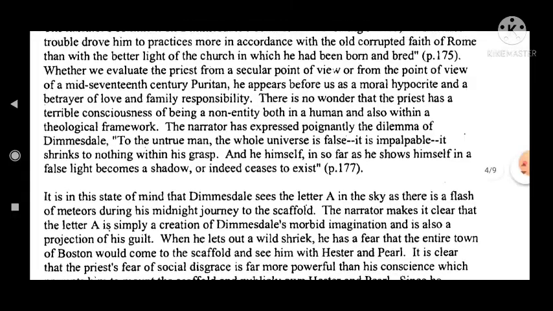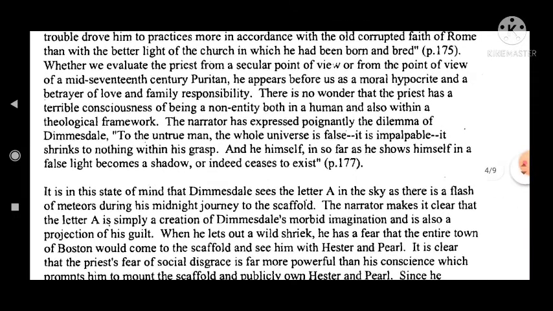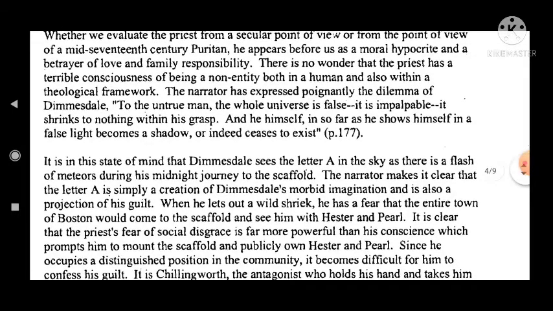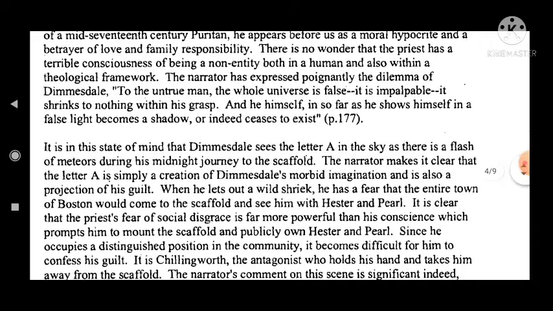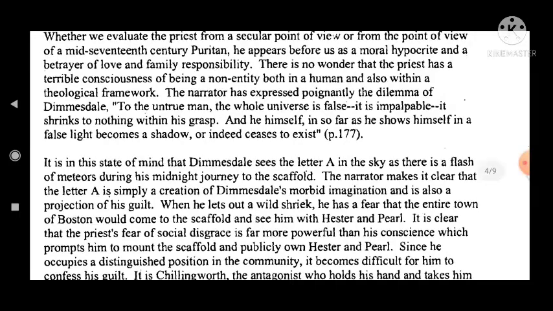Whether we evaluate the priest from a secular point of view or from the point of view of a mid-17th century Puritan, he appears before us as a moral hypocrite and a betrayer of love and family responsibility. There is no wonder that the priest has a terrible consciousness of being a non-entity, both in human terms and within a theological framework.